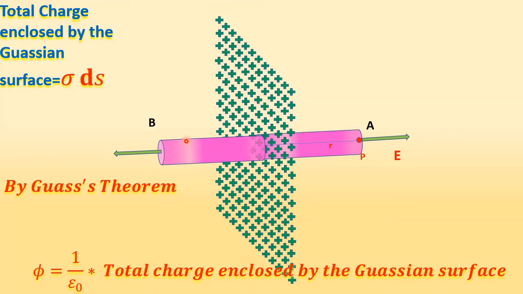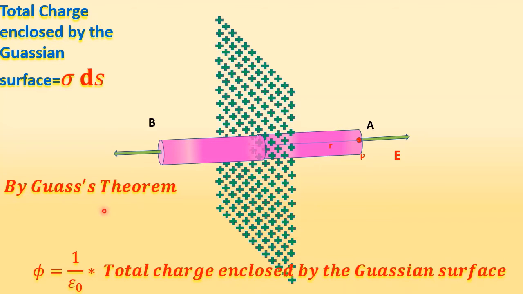Now find how much area is inside this cylindrical Gaussian surface. That is, area ds of this charge sheet is inside this Gaussian surface. Therefore, the total charge enclosed by the Gaussian surface is sigma ds. You know, sigma is the charge density.